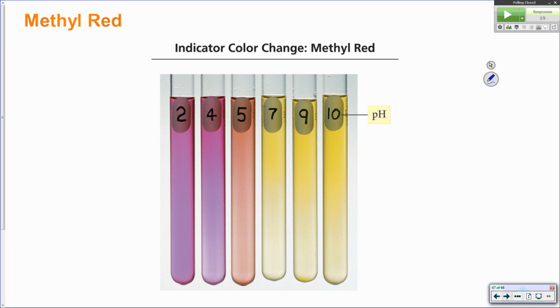So here's another one that changes colors. This is an indicator called methyl red. It goes from a pink at pH 2 and 4. At 5, it's an orange color. And then at 7 and above, it's a yellow color.